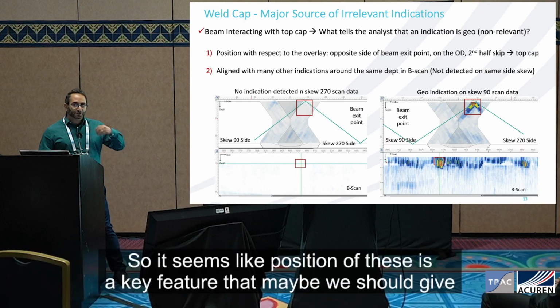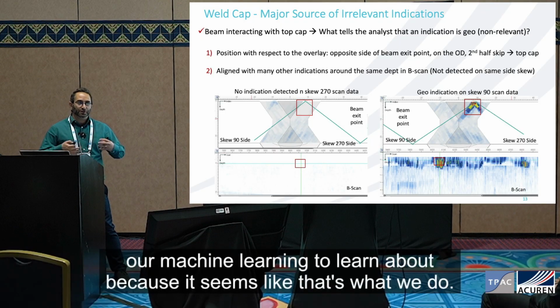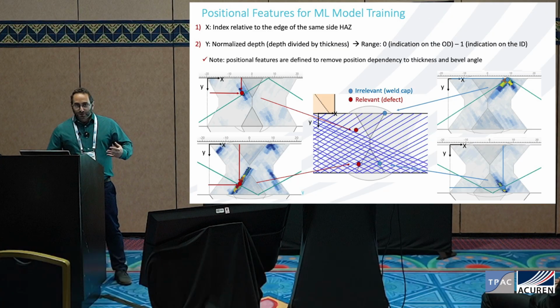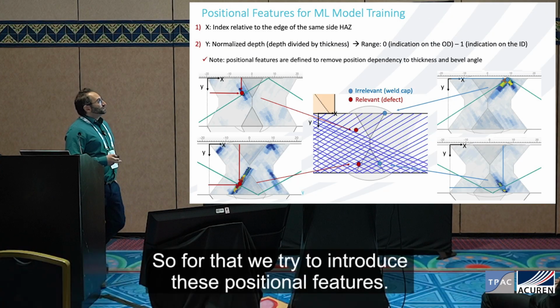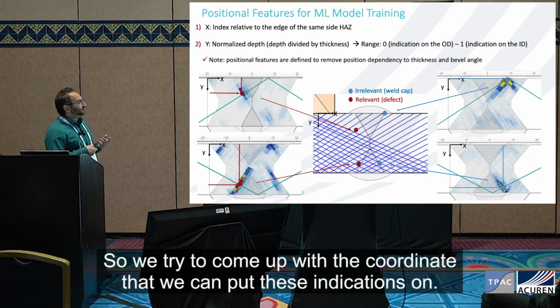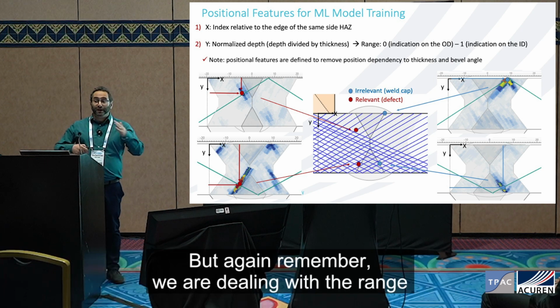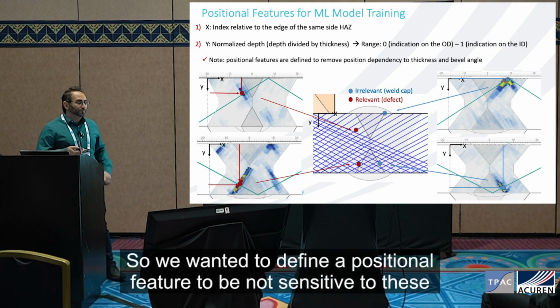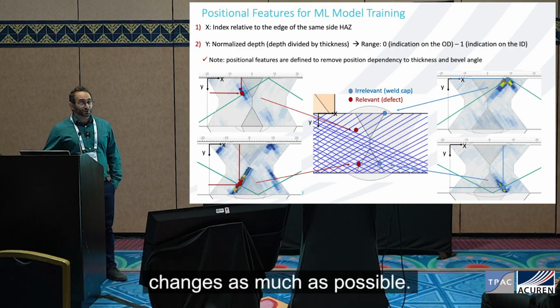So it seems like the position of these is a key feature that maybe we should give our machine learning algorithm to learn about, because it seems like that's what we do. So for that, we try to introduce these positional features. We try to come up with the coordinate that we can put these indications on. But again, remember, we are dealing with a range of thicknesses, different levels. So we wanted to define a positional feature to be not sensitive to these changes as much as possible.